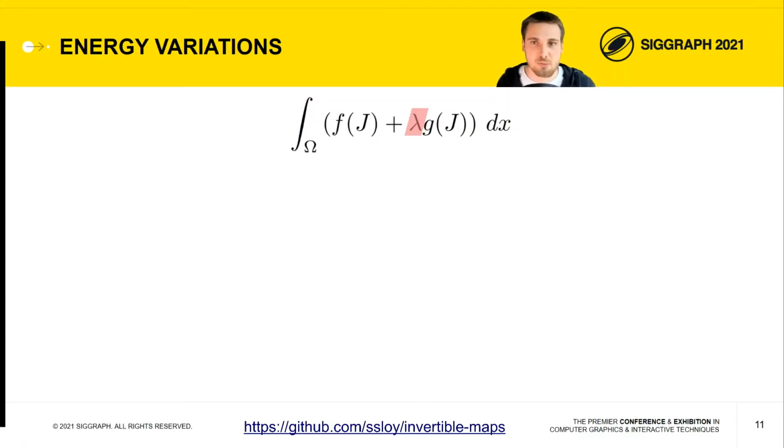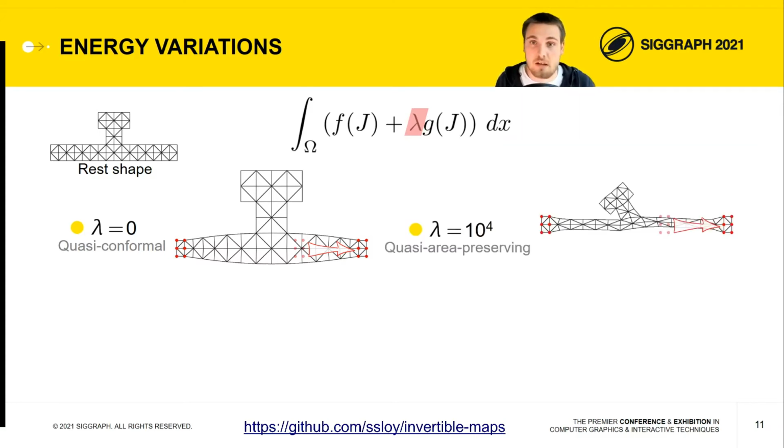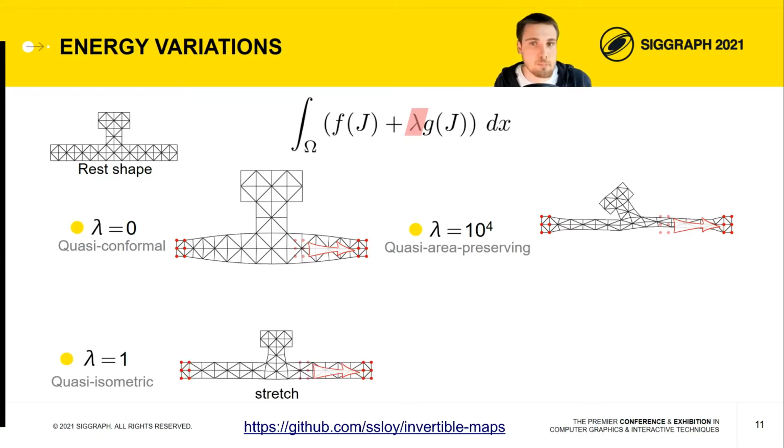Our energy contains a lambda that we can use to obtain very different behaviors. For example, if I take this rest shape, I can deform it by taking the red points and moving them. If I put the lambda as 0, I will obtain a conformal mapping, where angles are preserved. But if I put the lambda as quasi-infinite, I will obtain a mapping which tries to conserve the area of the triangles. What we use in the paper is lambda equals 1, which gives a quasi-isometric mapping.